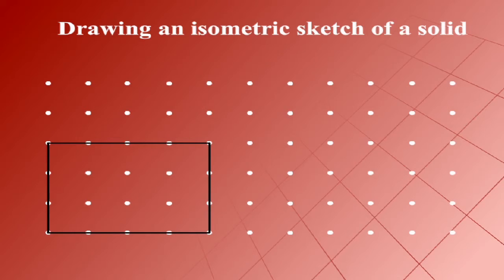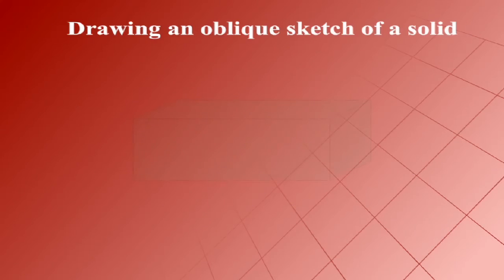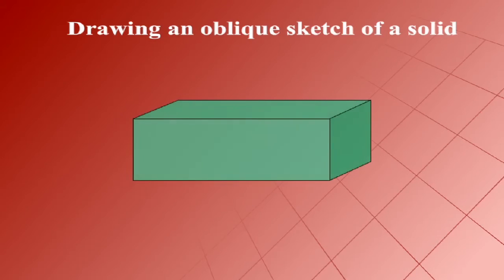Draw a rectangle to show the front face. Draw 4 parallel line segments of length 3 starting from the 4 corners of the rectangle. Connect the matching corners with appropriate line segments. This is an isometric sketch of the cuboid. Drawing an oblique sketch of a solid.